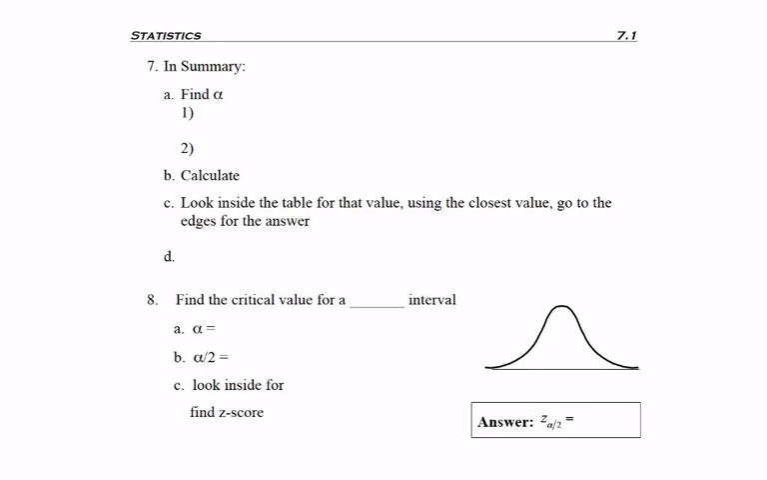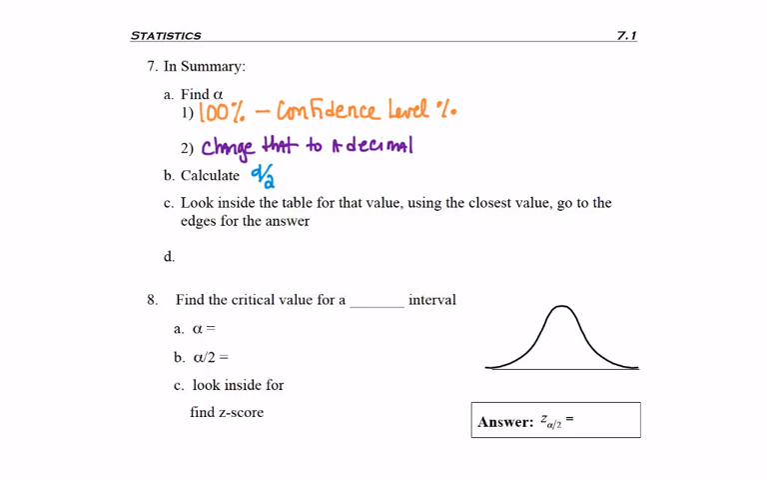So now to summarize finding Z alpha over 2. First thing we need to do is find alpha. Remember, we take 100% minus whatever confidence percent we're working with. And then we need to change that to a decimal. Now we have alpha, but don't forget we want to find alpha over 2. So we're just going to divide whatever our alpha is by 2.